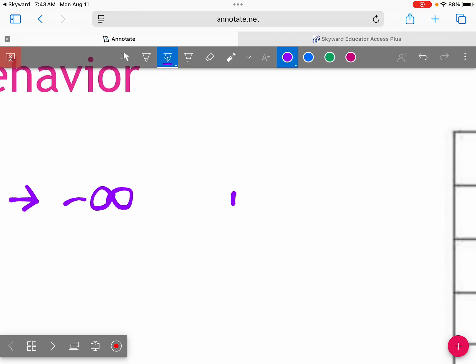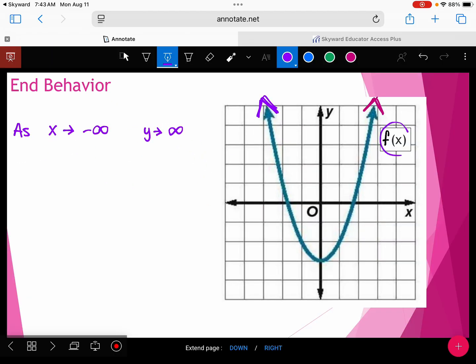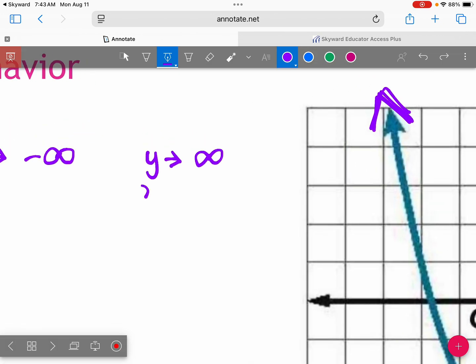And if you write it as y approaches positive infinity, I will give 100% credit. The other way you might see this written is, instead of a y, we might use our f of x, this guy. So we could say f of x approaches infinity. Either of these is fine. They mean the same thing.